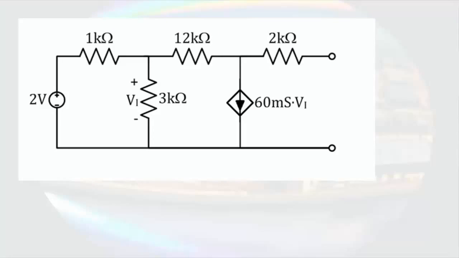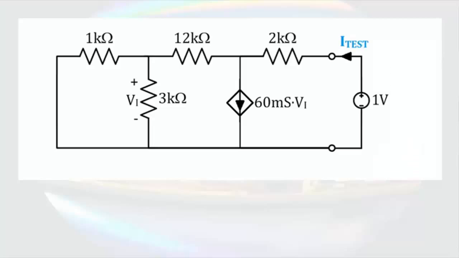Beginning with the original circuit, the first thing we have to do is to turn off the independent voltage supply. 0 volts is guaranteed by replacing the voltage source with a wire. We can then apply a test source. I'm going to choose a 1 volt source. If we can then determine the current drawn from the 1 volt source, we can use the ratio of 1 volt to the test current to determine the equivalent resistance.